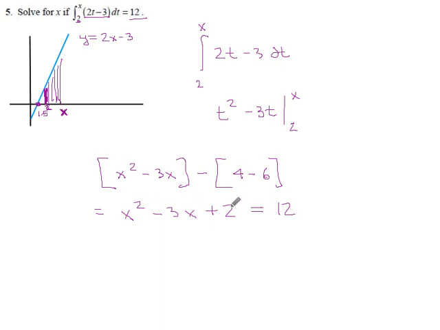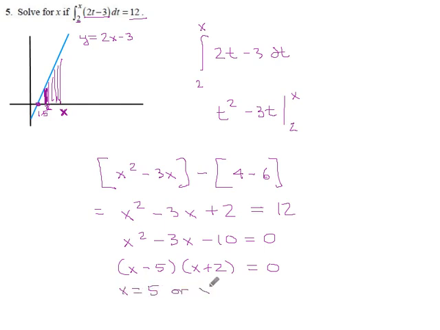So this looks like it wants to be a quadratic. Let's see if we can solve it that way. Subtract 12 from each side, because quadratics like to be equal to 0. Can you think of two numbers that add up to minus 3 and multiply to negative 10? Perhaps you can, and perhaps you thought of these two. So that means either x could be 5 or x could be negative 2.